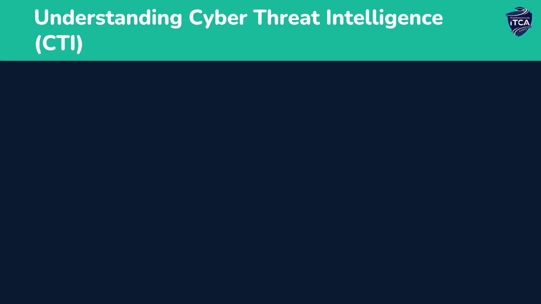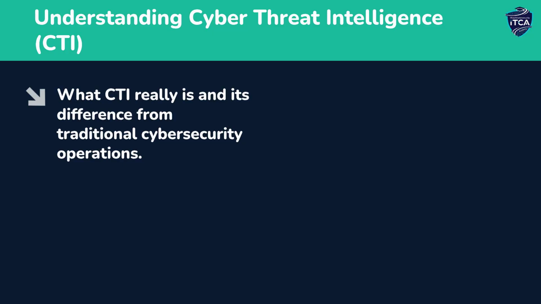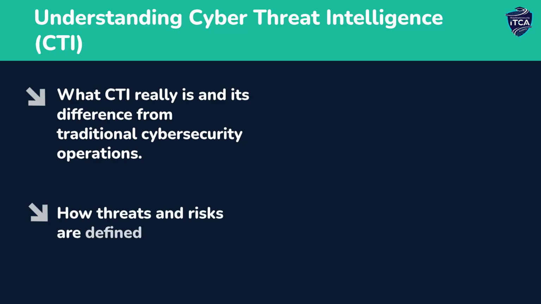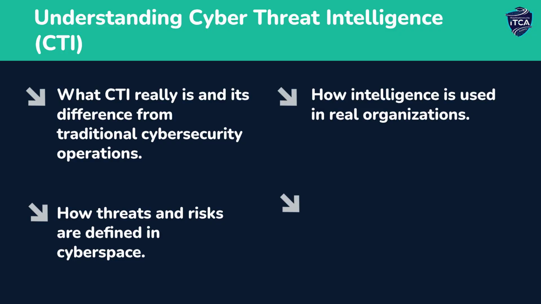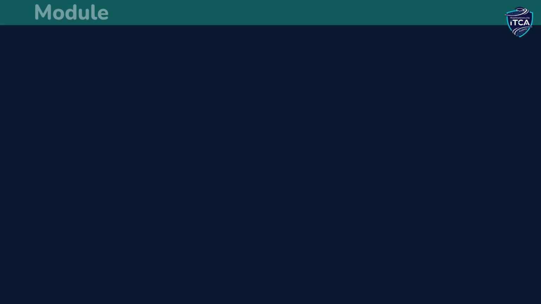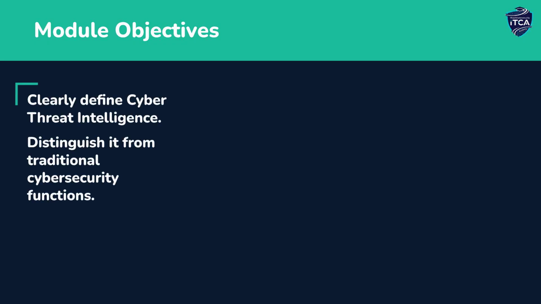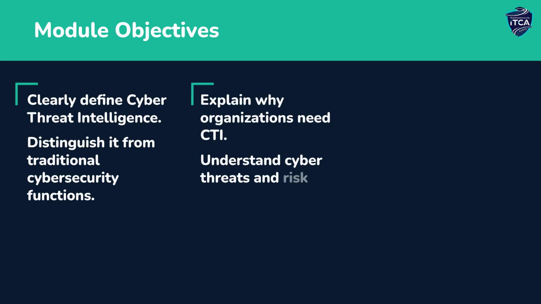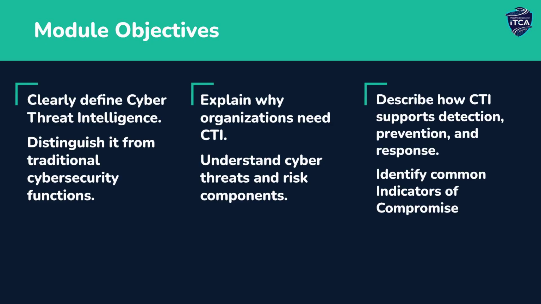This module introduces CTI as a discipline that supports cybersecurity decision-making. You will learn what CTI really is, how it differs from traditional cybersecurity operations, how threats and risks are defined in cyberspace, how intelligence is used in real organizations, and how indicators of compromise help detect cyber threats, along with their limitations. By the end of this module, you will be able to clearly define cyber threat intelligence, distinguish it from traditional cybersecurity functions, explain why organizations need CTI, understand cyber threats and risk components, describe how CTI supports detection, prevention, and response, and identify common indicators of compromise and their weaknesses.